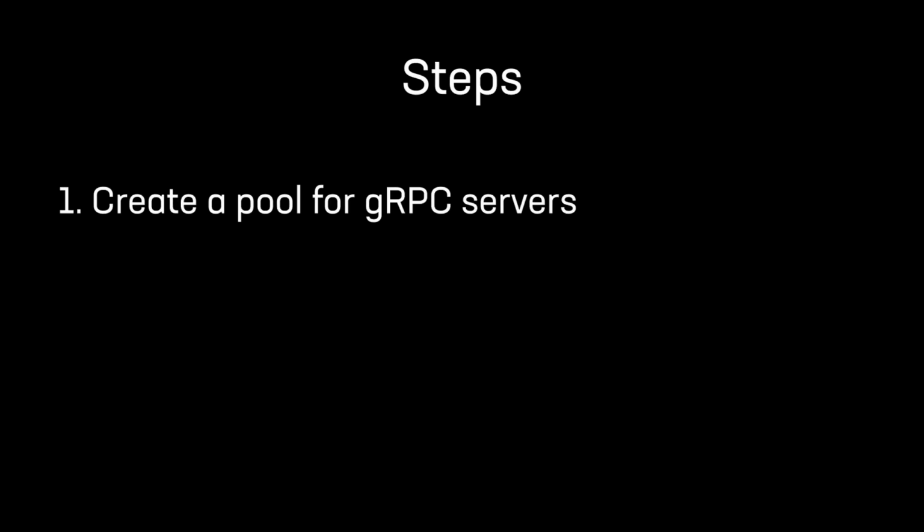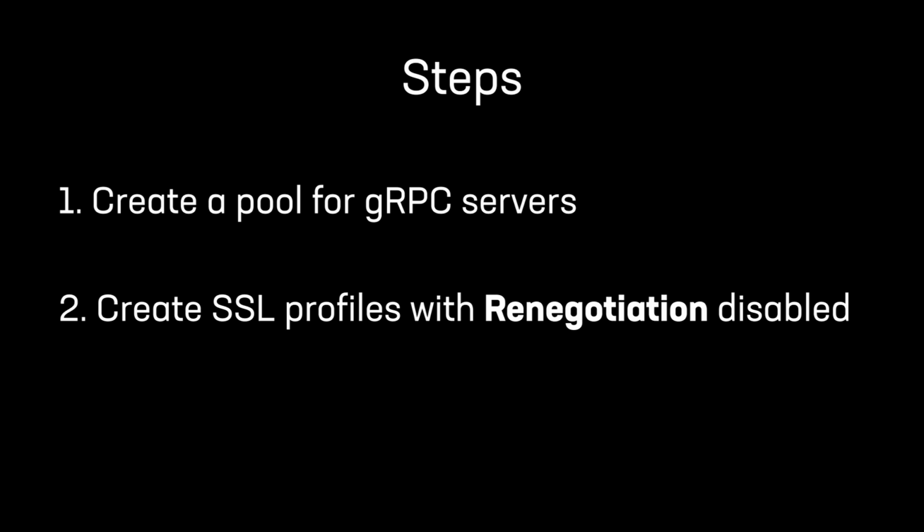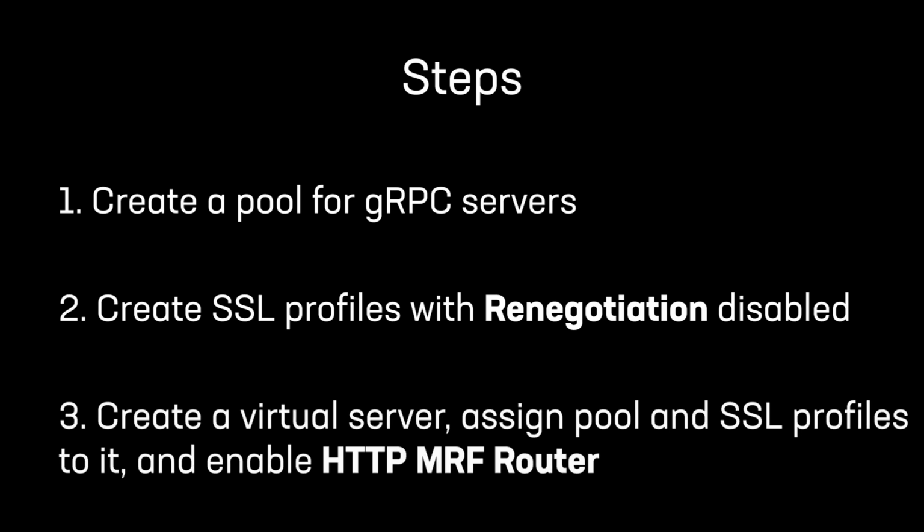In this demo, we'll perform the following steps. 1. Create a pool for your gRPC servers. 2. Create client and server SSL profiles with renegotiation disabled. 3. Create a virtual server, assign the pool and SSL profiles to it, and then enable the HTTP MRF router.